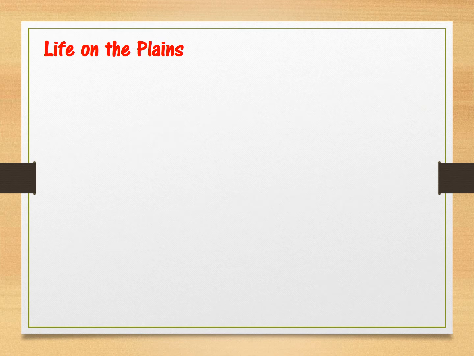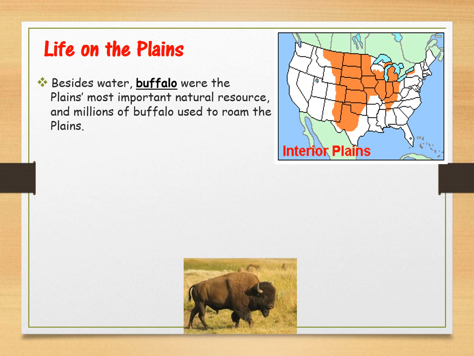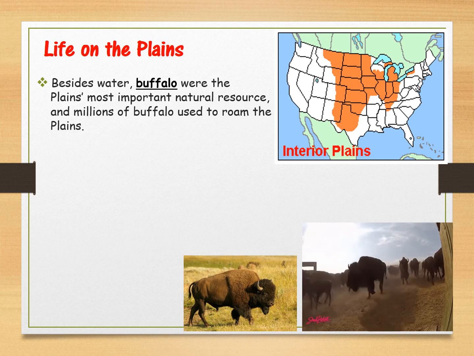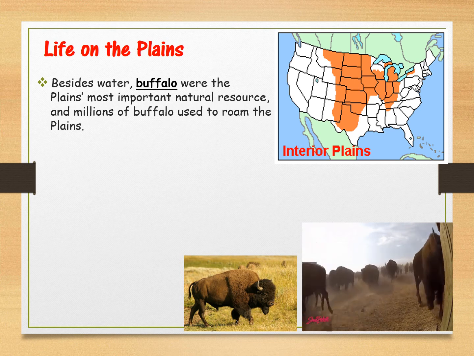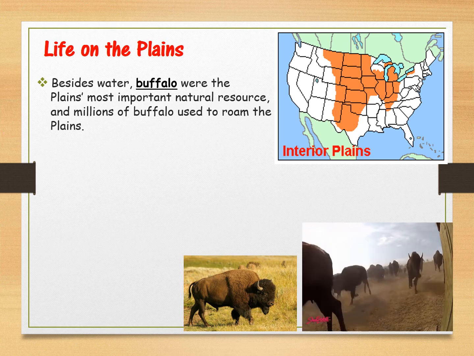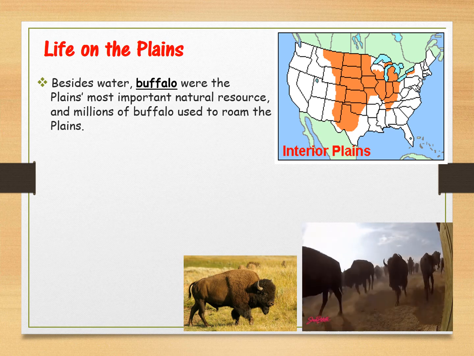Now let's find out about life on the plains. Look at the map again of the interior plains. The plains people lived on the interior plains between the Mississippi River, which you can find in the east, and the Rocky Mountains, which you can find in the west part of the interior plains. On the fields of grass, grade 5, these people hunted buffalo or American bison. Look at the picture of buffalo here. After water, buffalo were the plains' most important natural resource, and millions of these animals once roamed this large region of dry prairie land in North America.